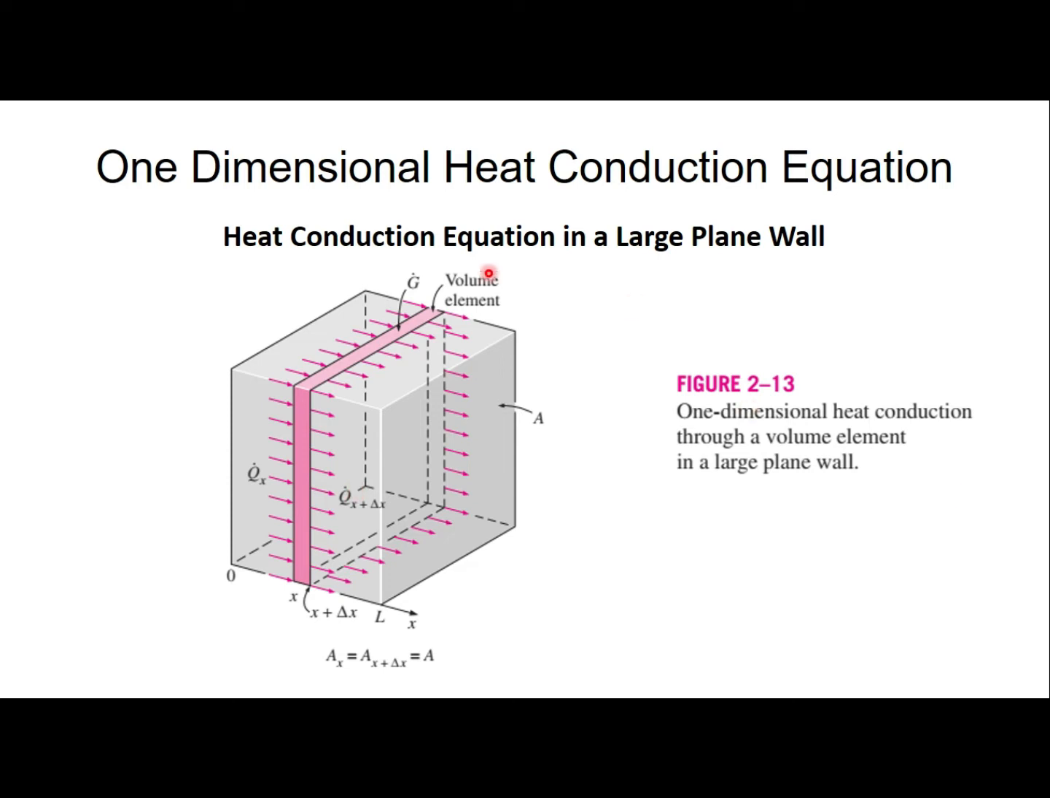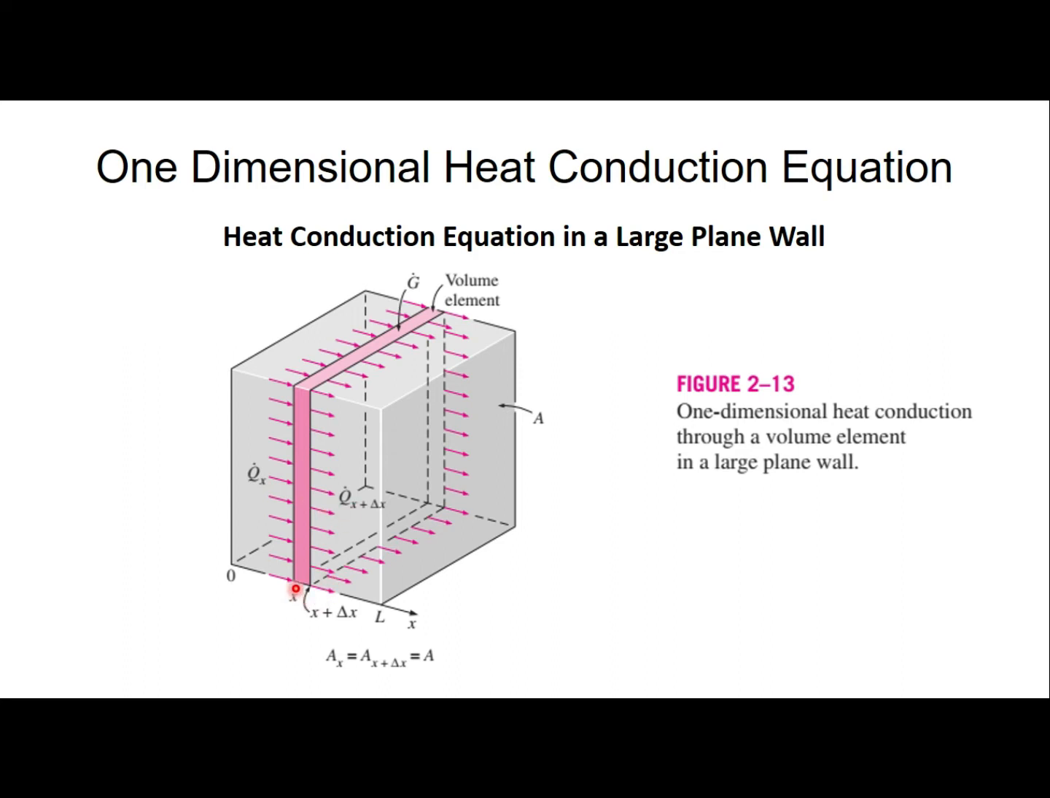So this is a cubic element, right? It has 3 dimensions, right? Let's suppose this is the x direction, and we are considering that the heat is being transferred in the x direction only. So we are considering the heat conduction in a large plane wall in 1 dimension. So the heat is being conducted in this direction. So this is q_x, right? And this is q_(x+Δx).